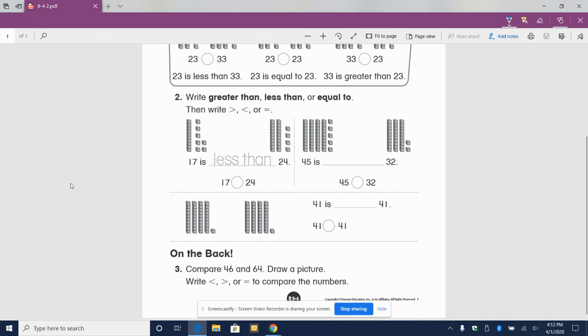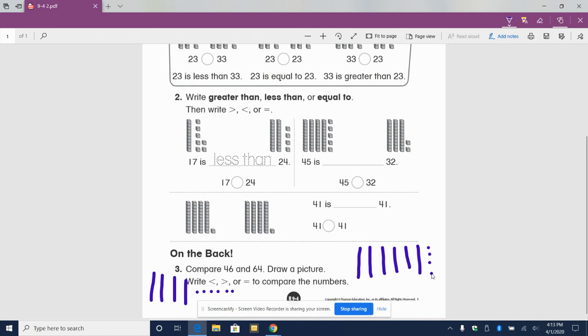Draw a picture. So over here, I'm going to draw 10. Whoops, my color here. 10, 20, 30, 40, 41, 42, 43, 44, 45, 46. And let's compare it to 64. 10, 20, 30, 40, 50, 60, 1, 2, 3, 4. I'm just trying my best with my drawing, so thank you for paying attention.